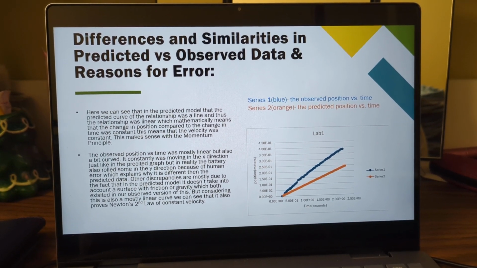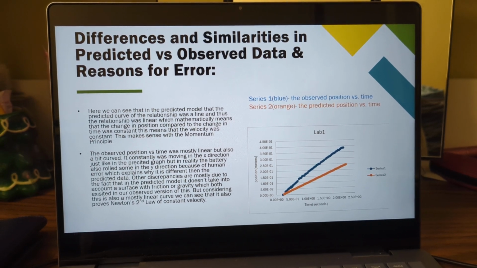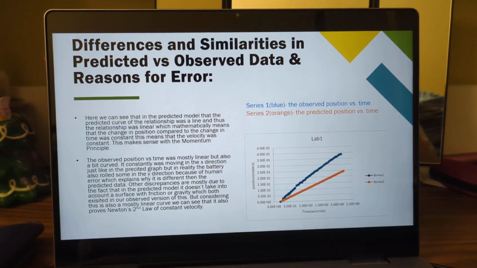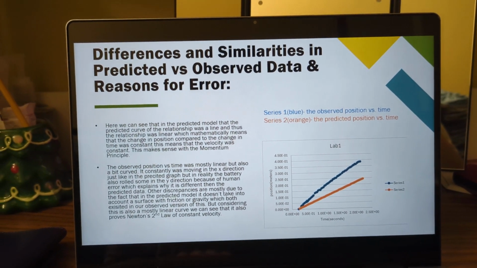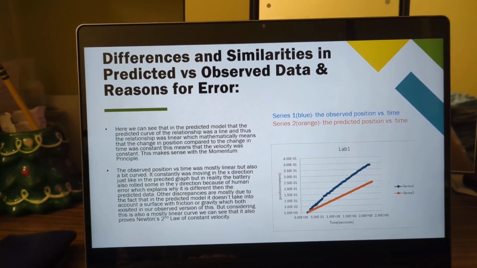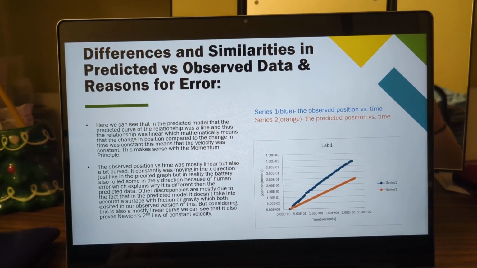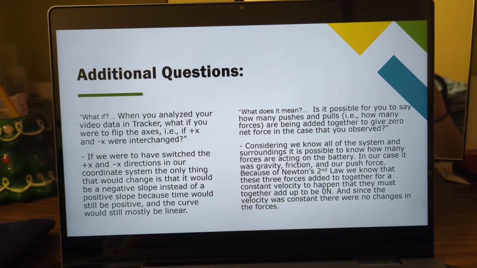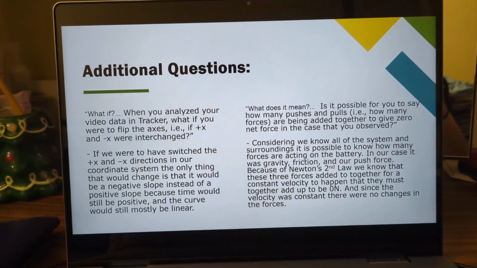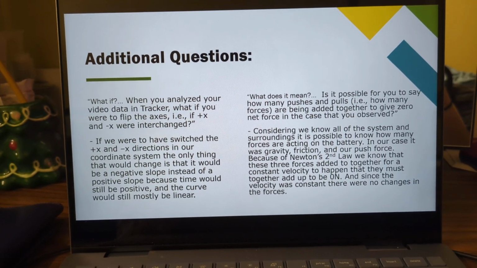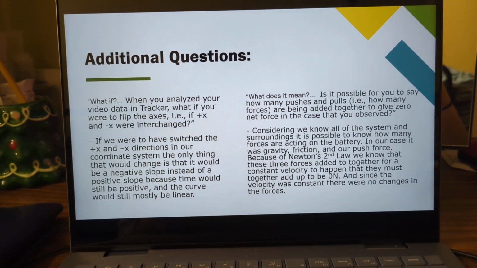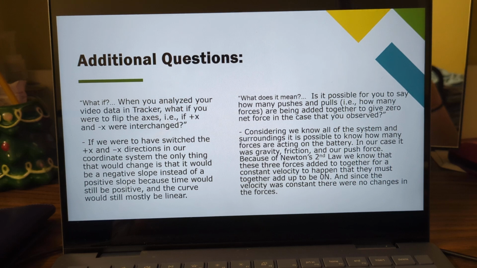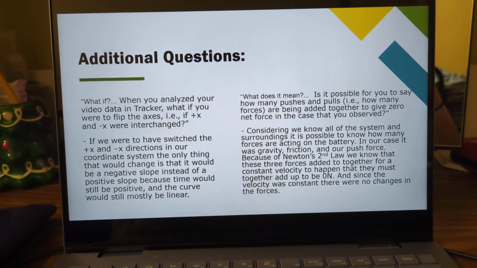Other discrepancies are most likely due to the fact that the predicted model doesn't take into account a surface with friction or gravity, which both existed in our observed version of this. But considering this is a mostly linear curve, we can see that it also proves Newton's second law of constant velocity. Some additional questions: if we were to have switched the positive x and the negative x directions in our coordinate system, the only thing that would have changed is that it would be a negative slope instead of a positive slope, because time would still be positive, and the curve would still mostly be linear.